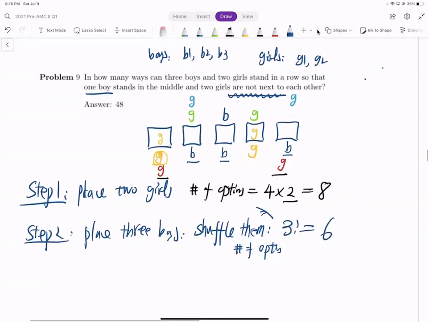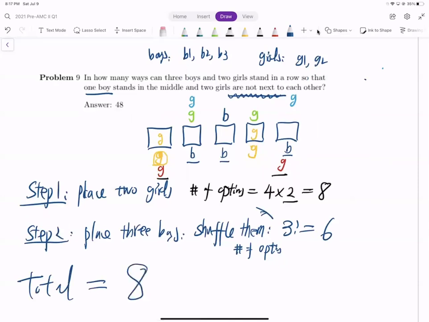Then what's the total? The total will just be the number of ways from step 1 times the number of ways from step 2, right? That's the multiplication principle, which is 48.